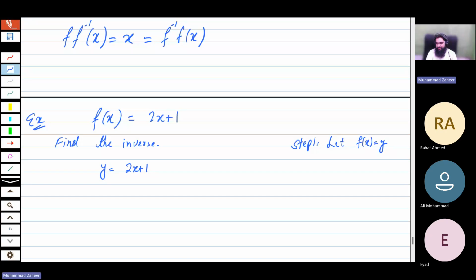Any question till here? We are finding the inverse. The first step is we have to take the function equal to any variable. Any question till here?